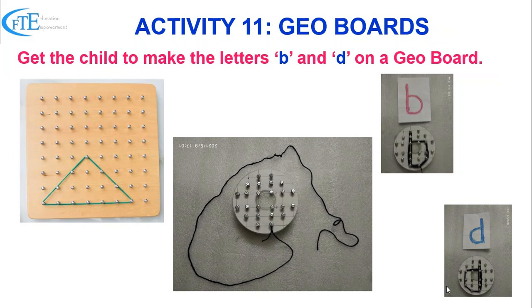And then get the child to make the letters B and D on the Geo board. The child has to look at the shape, so make the child look at the letter B and then make the same letter on the Geo board. Make the child first observe the letter D and then make the same letter on a Geo board.